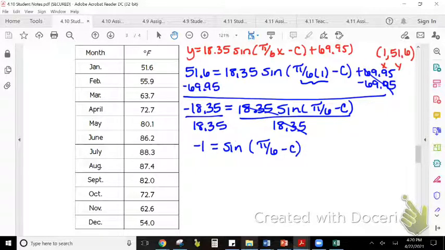We're able to use that negative 1 to help us solve. Okay, so now our problem is that my c is inside the parentheses here, so I need to get it out. But that's like f of x. We can't separate them unless we do an inverse. And so I can take the inverse of this, which would tell me that pi over 6 minus c is equal to the inverse sine of negative 1, because remember that inverse makes our input and our output switch.